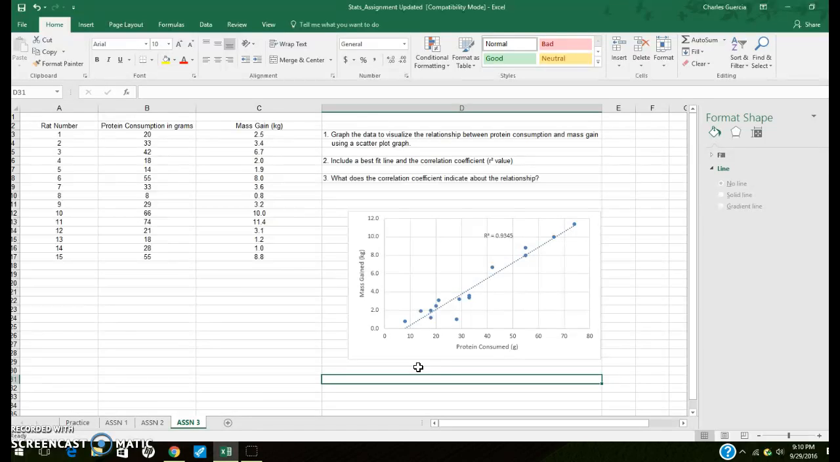Okay, I hope this was helpful. Remember, the other tutorial showed you about creating the statistical analysis for each and creating a bar graph with error bars on it. Okay, thanks for watching.